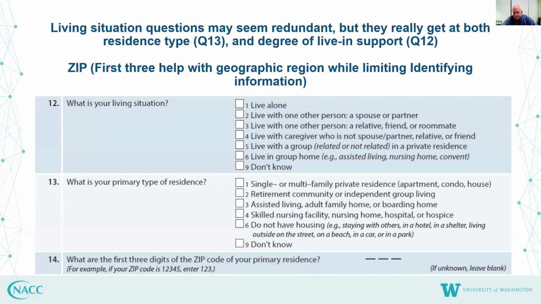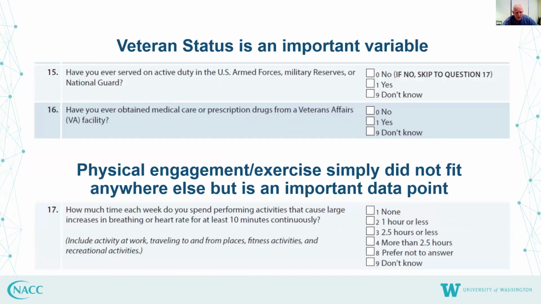Living situation really is broken down into these three questions. So living situation basically tells us what the support system is potentially in the home. And the primary type of residence is really addressing something different. So there are some shared characteristics between these two questions, but they're actually getting at both residency type as well as live-in support. And then, of course, the first 3 digits of the zip code to protect the anonymity of the patient.